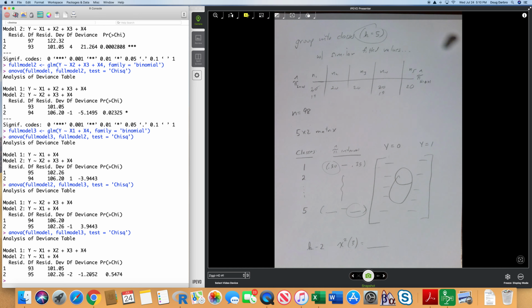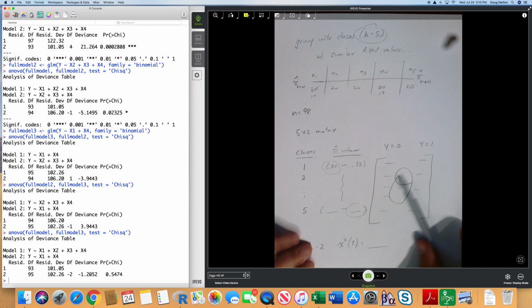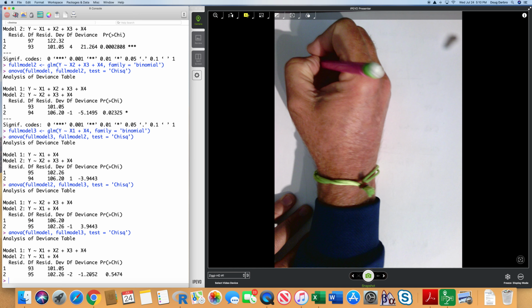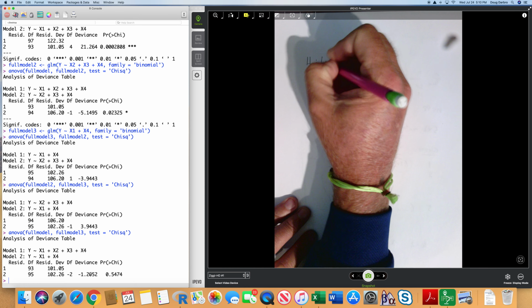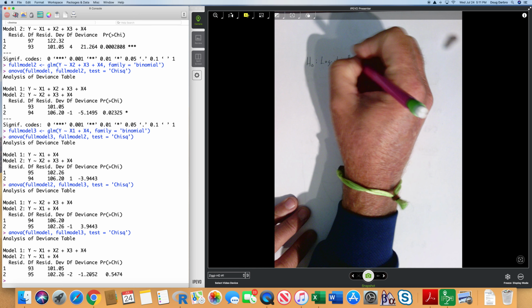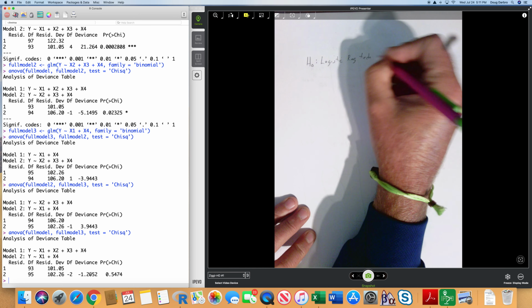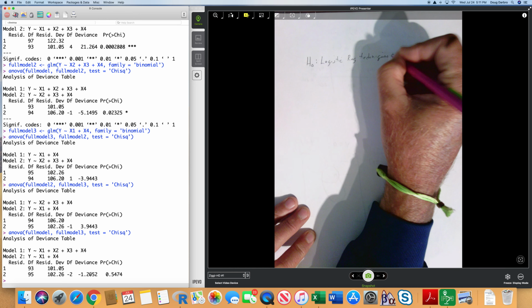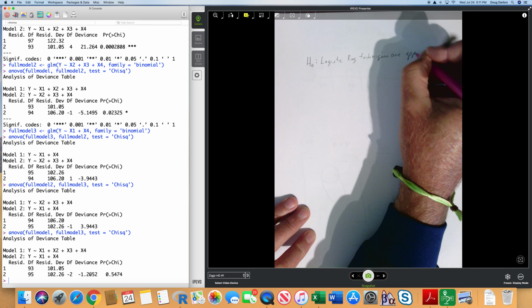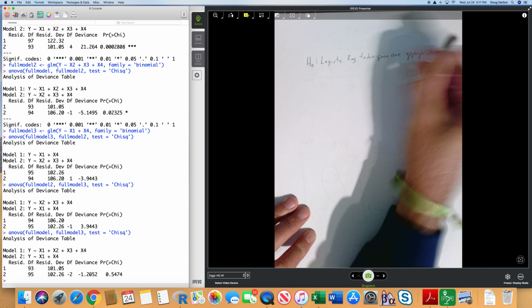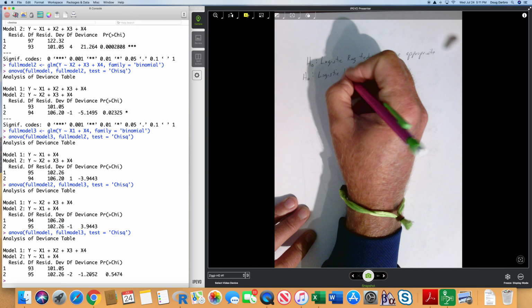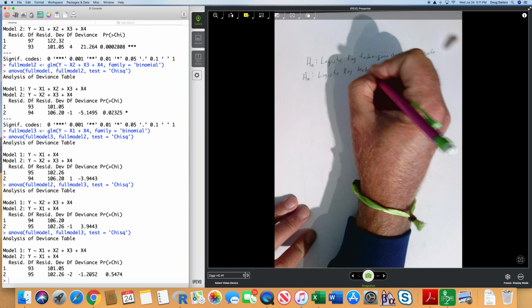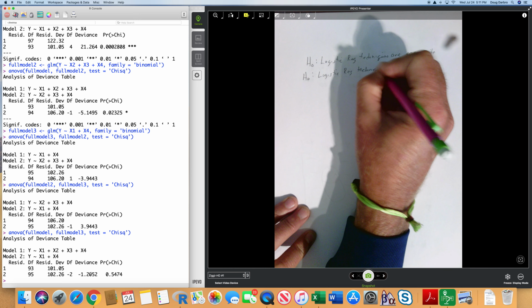Now let's carry it out for this data. So our null hypothesis would be logistic regression techniques are appropriate, and our H sub A would be logistic regression techniques are not appropriate.